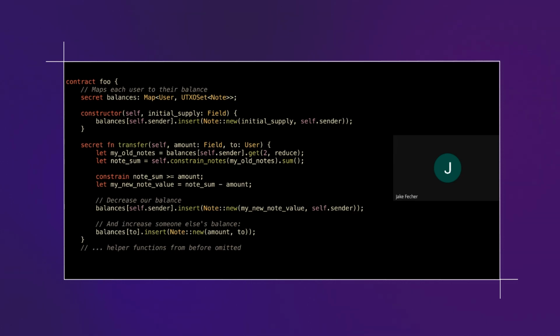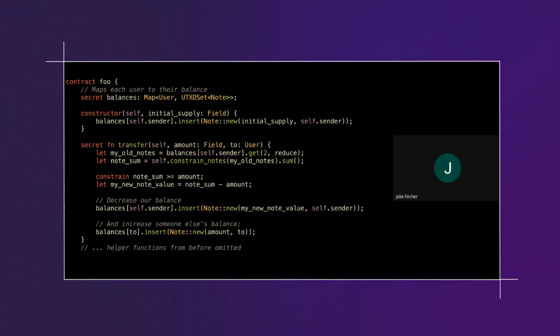Now, if we want to make a transfer function and we want to transfer some amounts to a given user, here the user type is just a type alias over another field, which is just going to be an address for a user. We can access the relevant value of the map using this square brace syntax again of self.sender to get our current balance. And again, this gives us our UTXOSet from before. And if we remember from before, if we want to get a certain number of notes, we call the .get method with the amount of notes we want, and our reduce function to filter through these notes.